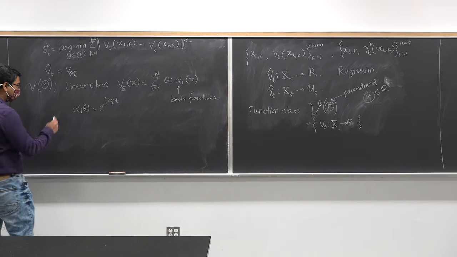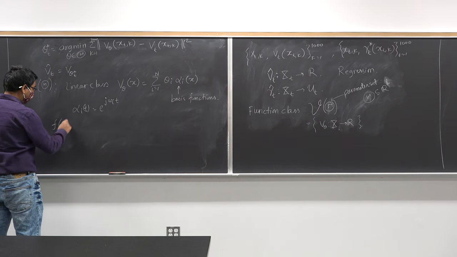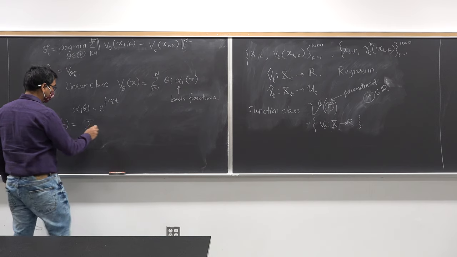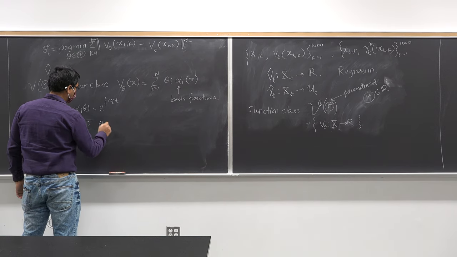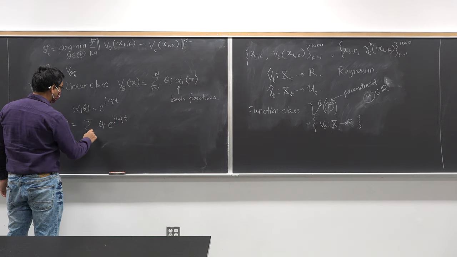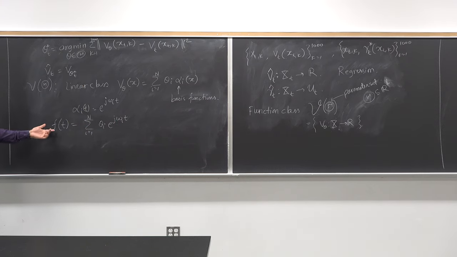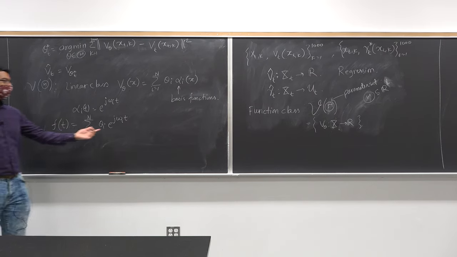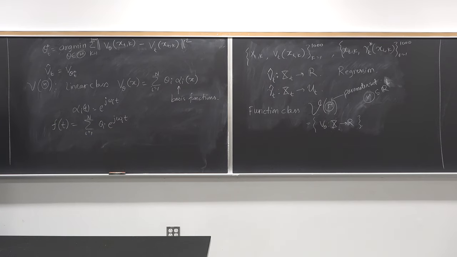In that class, if you had a function f of t, you wrote it as a summation of theta i e raised to j omega i t, i goes from 1 to n. This was your Fourier series representation of a periodic function. So if f of t was periodic, you can write it in this particular way. This is known as Fourier series.